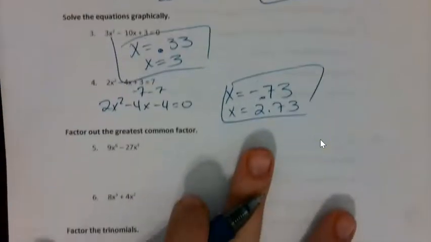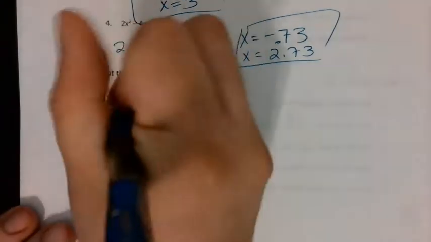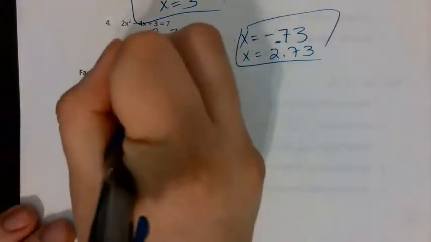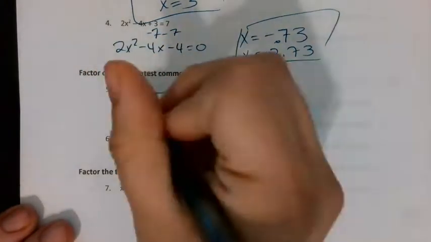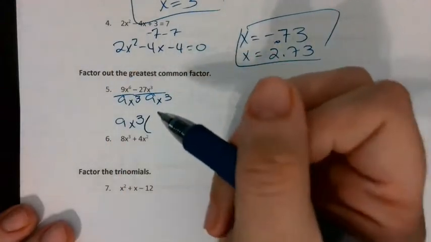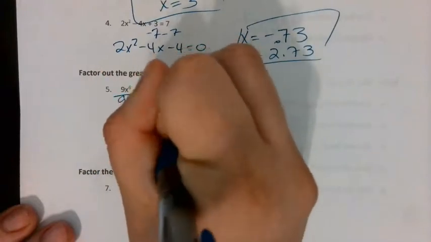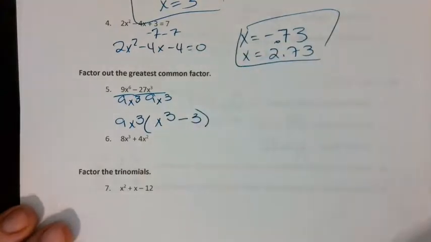Okay. Number 5 wants me to factor out the greatest common factors, so these are things that they have in common. Both can be divided by 9. And then both of them have x's. The lowest exponent on the x is 3. So I take out a 9x cubed. 9 divided by 9 is 1. X to the 6 divided by x cubed, you subtract the exponents, you get x cubed. 27 divided by 9 is 3. And the exponents go away.